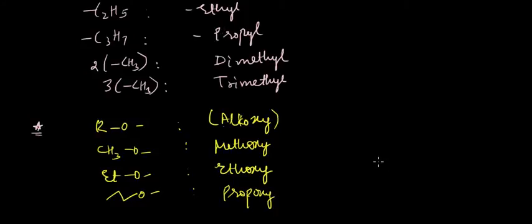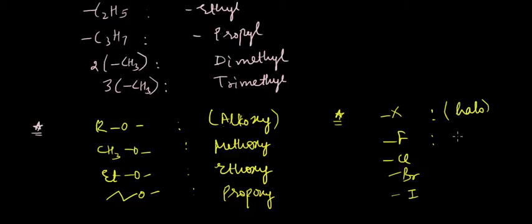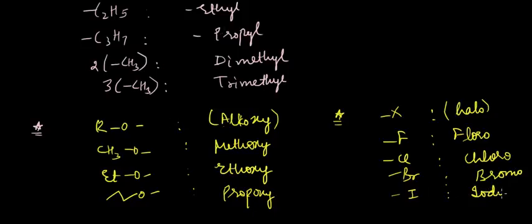Okay, obviously we can also have halogens X. So for this we'll be using halo as a 2-degree prefix. Suppose we have F attached, Cl, Br, or I attached. Then for F we'll be using fluoro, for Cl we'll be using chloro, for Br bromo, and finally for I we will be using iodo.